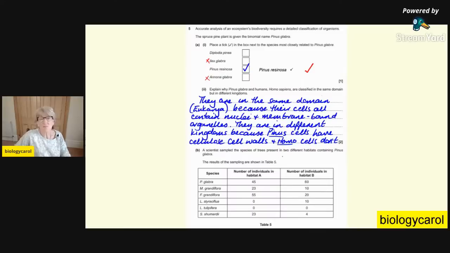Then the scientists sampled a species of trees present in two different habitats containing Pinus glabra. The results are shown. I just ran my eyes down habitat A and habitat B, and I immediately noticed that habitat A has got a lower species richness than habitat B because it hasn't got either of these two species in it, whereas habitat B is only missing one species. So immediately habitat A has got a lower species richness.